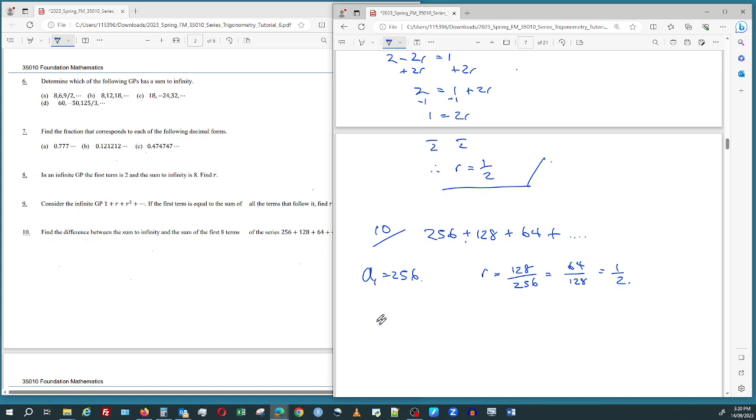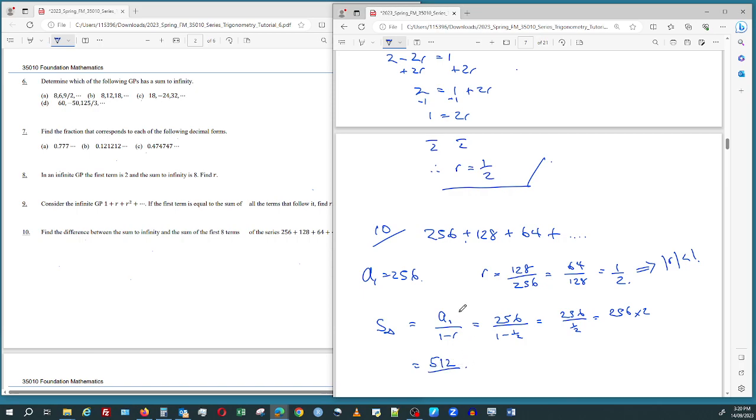Then we're going to have an infinite sum. So this also passes the existence test. Half is less than 1, so the sum to infinity does exist. So A1 over 1 minus R. So we get 256 divided by 1 minus a half, which is 256 divided by a half, which is 256 times 2, which is 512.